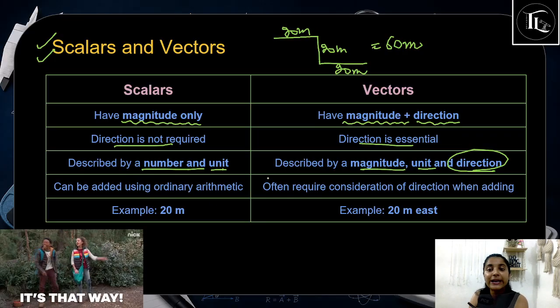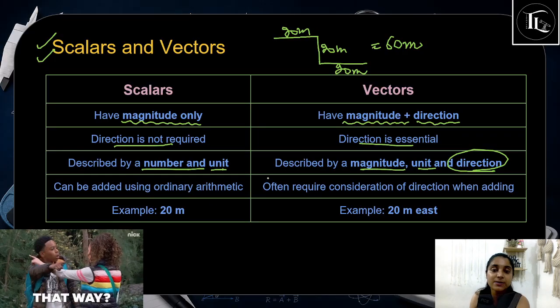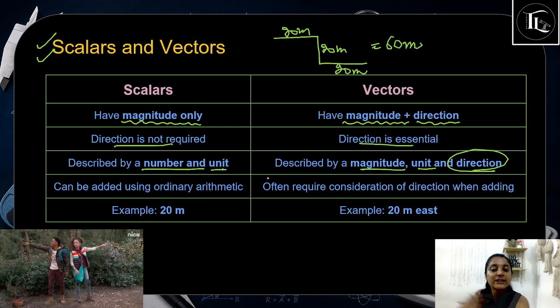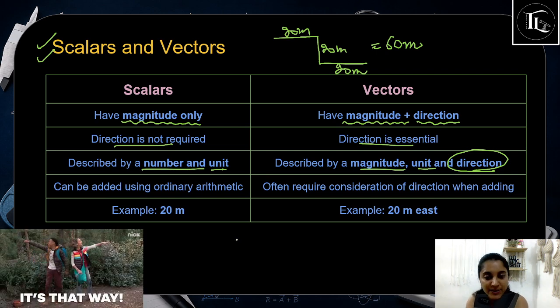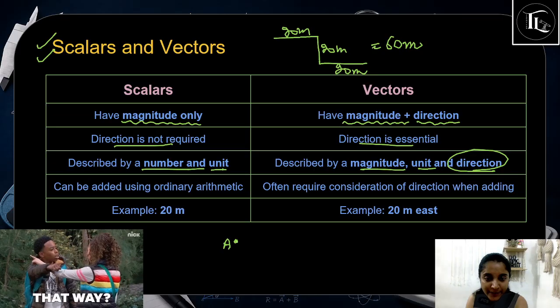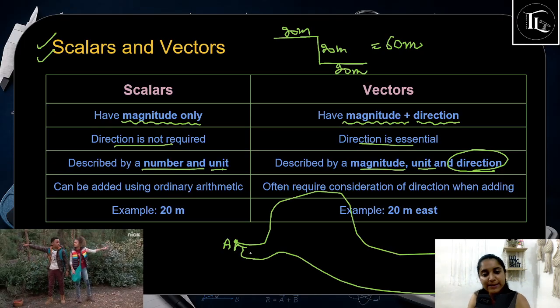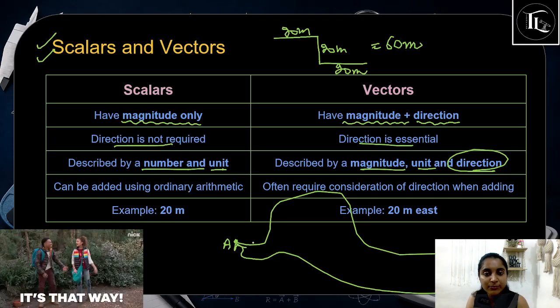So we cannot simply add them. They can be added or subtracted only when they are in the same direction or in the opposite direction. Otherwise, there are different ways. And suppose the body started from point A and somehow it just returned back to point A, the same point. Its displacement will be 0 because it just came back.